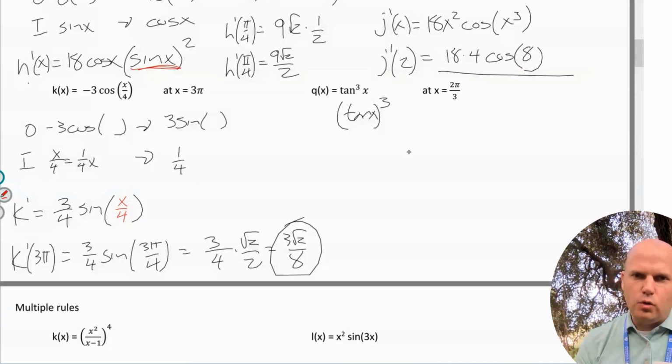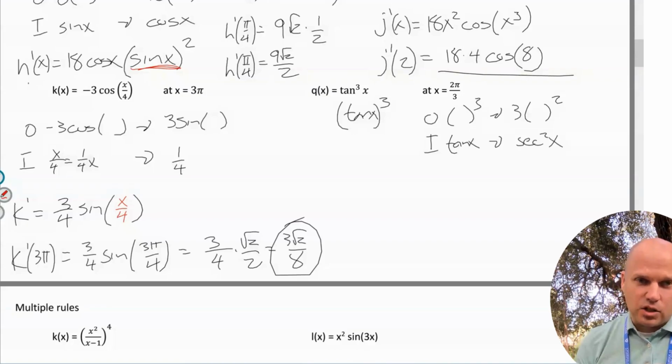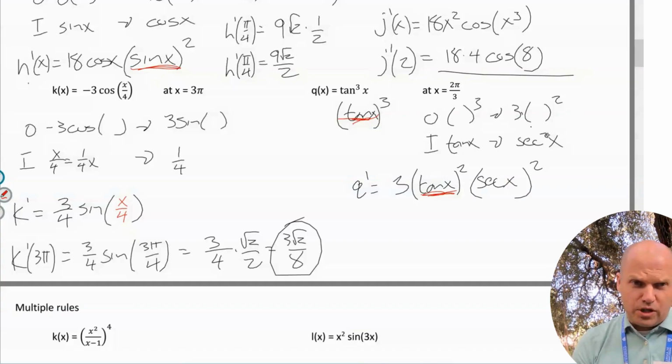Tangent cubed. The cube is outside, tangent inside. 3 parentheses squared. Secant squared, which is secant x squared. Put these in whatever order you choose. Maybe you put things in just this order. 3 tangent x starts in the parentheses, so stays in the parentheses. Squared. Then secant x squared. Remember, secant squared is the same as secant x squared, which is important when we want to plug in values like 2 pi over 3.